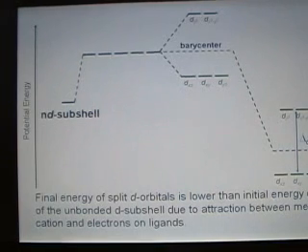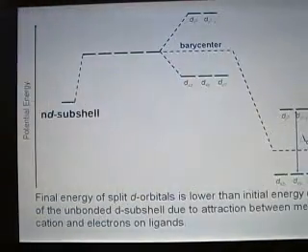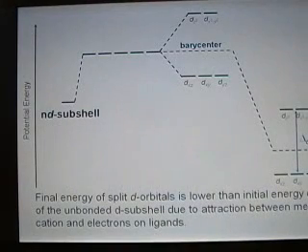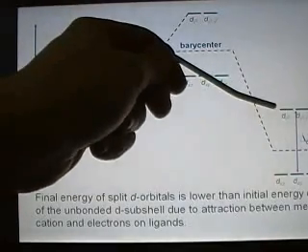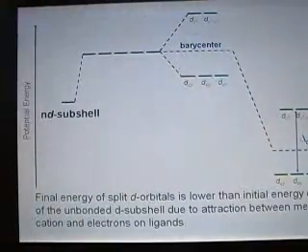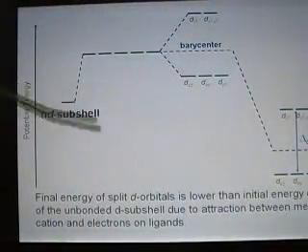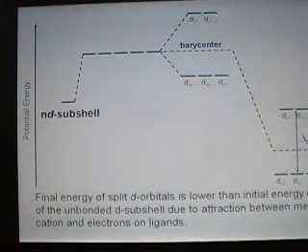The most important thing to take away from this is that for any metal cation surrounded by 6 ligands, you will get this characteristic splitting of the dz squared and dx squared minus y squared higher in energy than the original d orbitals, and the dxz, dyz, and dxy lower in energy than the original orbitals.